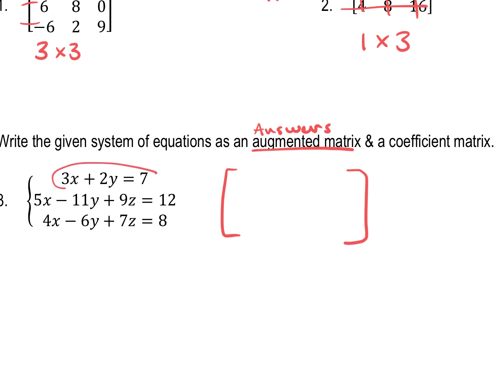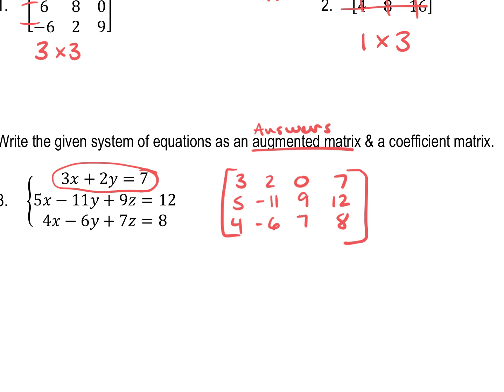So first row goes with the first equation. 3, 2, 0, 7. Because augmented has the answers. For the second one, it'd be 5, negative 11, 9, 12. And our third row would be 4, negative 6, 7, 8.